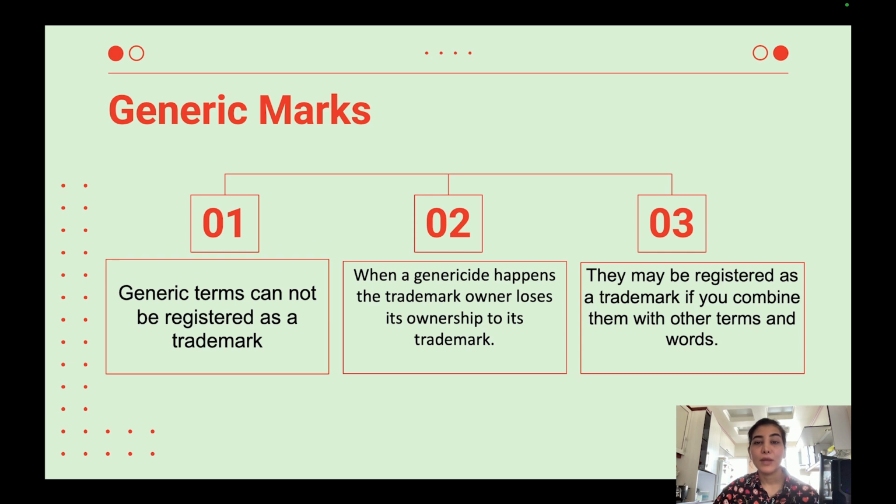As we said, when a generic mark loses its identifying character, we call this process genericide. When genericide happens, the owner of the brand loses its ownership over that name. A generic mark can be registered in combination with other words or phrases. So at the beginning, it seems that generic marks are not registerable. But if you combine them with other phrases and words, maybe it is possible that you can register them.